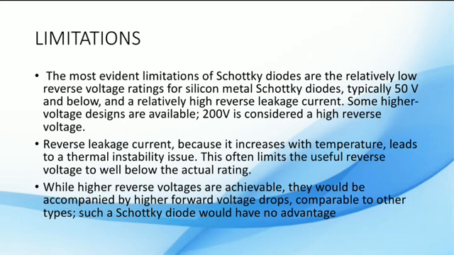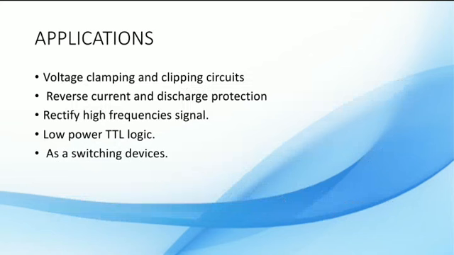Reverse leakage current, because it increases with temperature, leads to thermal instability issues. This often limits the useful reverse voltage to well below the actual rating. While higher reverse voltages are achievable, they would be accompanied by high forward voltage drops compared to the other types, such that the Schottky diode would have no advantage.